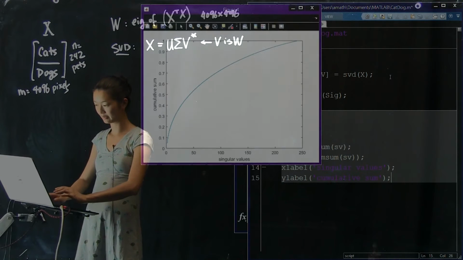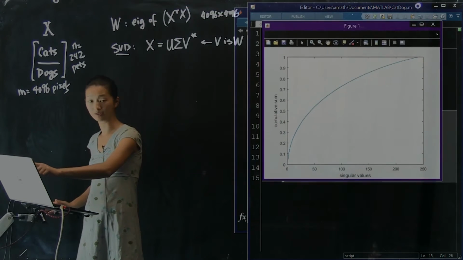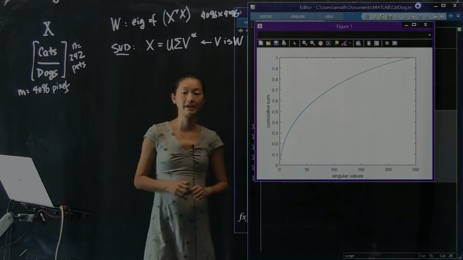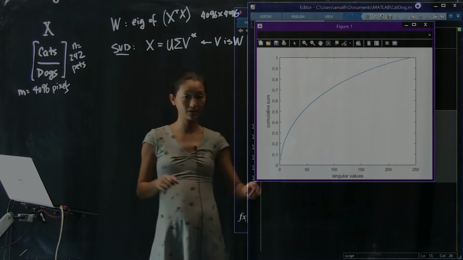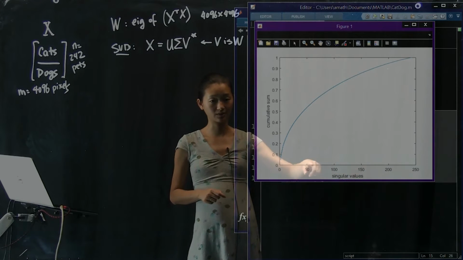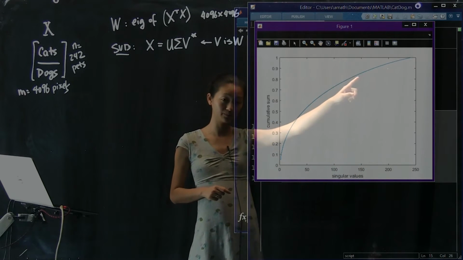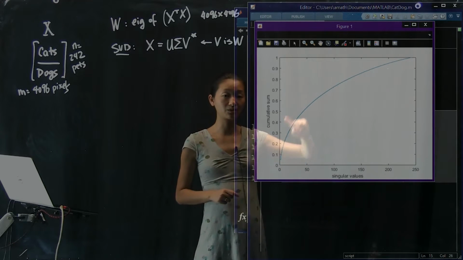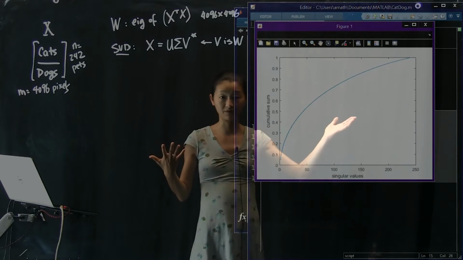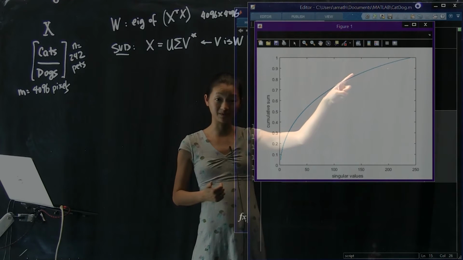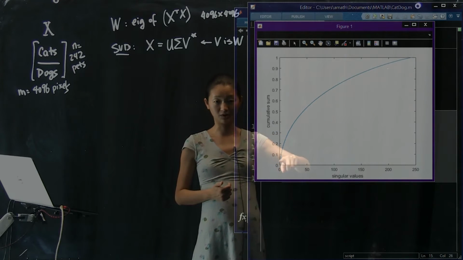Here we go. And that's our plot. Great. Okay, so as we discussed, there's 242 singular values, which is why the x-axis goes from 0 to 250, and it ends at 242. The cumulative sum goes to 1, which is good because I've defined it that way. The last point better be 1 because I've defined it that way, and because this is a cumulative sum.